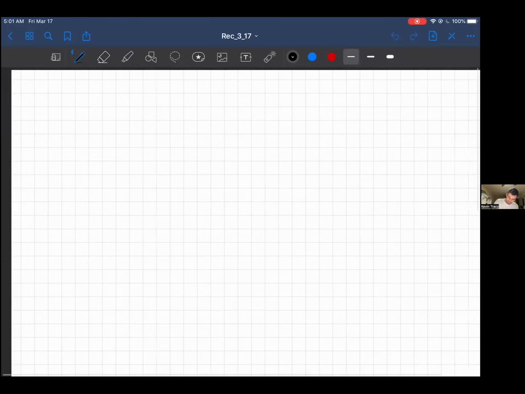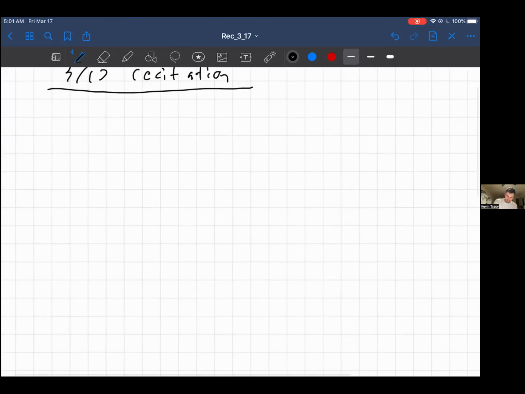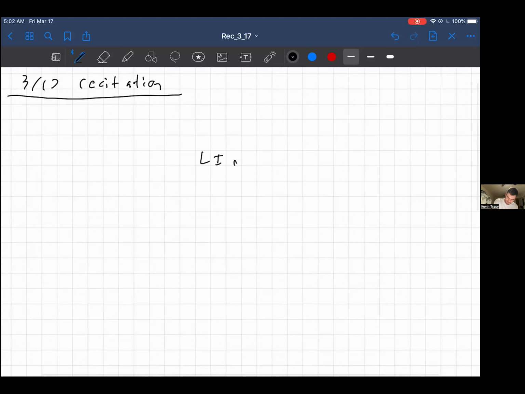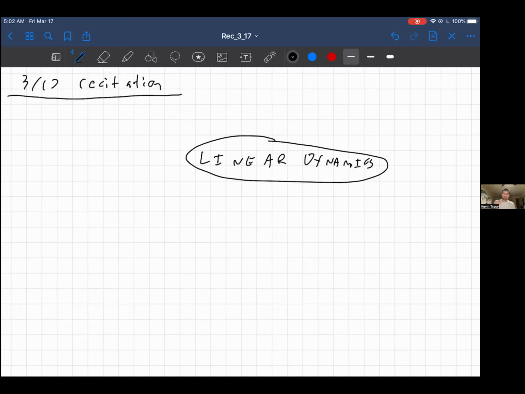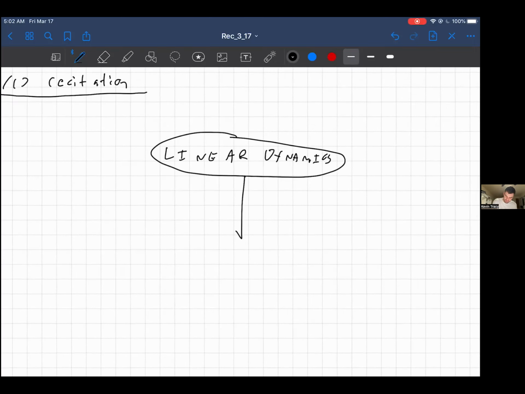So let's get started. First I'll do the control roadmap because I feel like that's what a lot of people are a little confused on. So today is 3/17. Basically I'm going to write a flow chart. This flow chart is going to say linear dynamics. It's going to be like, what do I use to control my linear system when I have certain things at play? So I'm just going to assume that I have a linear system.